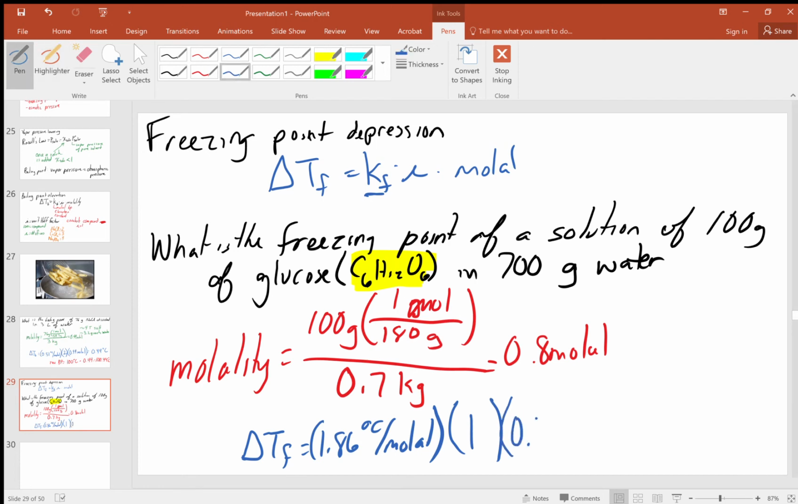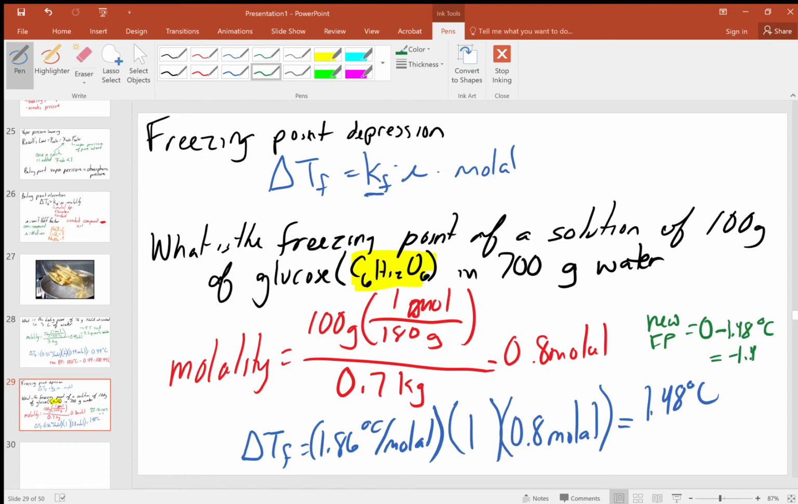And then we can multiply this by the 0.8 molal. And so our change in freezing point here is 1.48 degrees Celsius, which means now our new freezing point is going to be the normal freezing point. Then here we subtract out the change, and we subtract out the change because the freezing point goes down. So the new freezing point is negative 1.48 degrees Celsius.